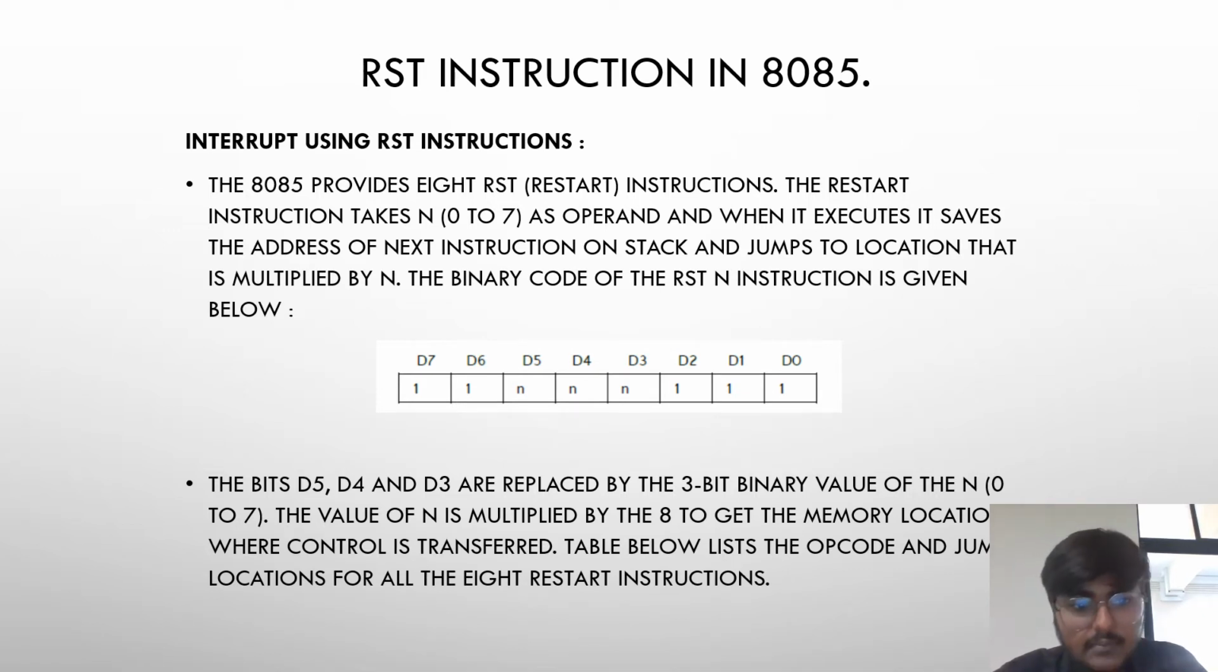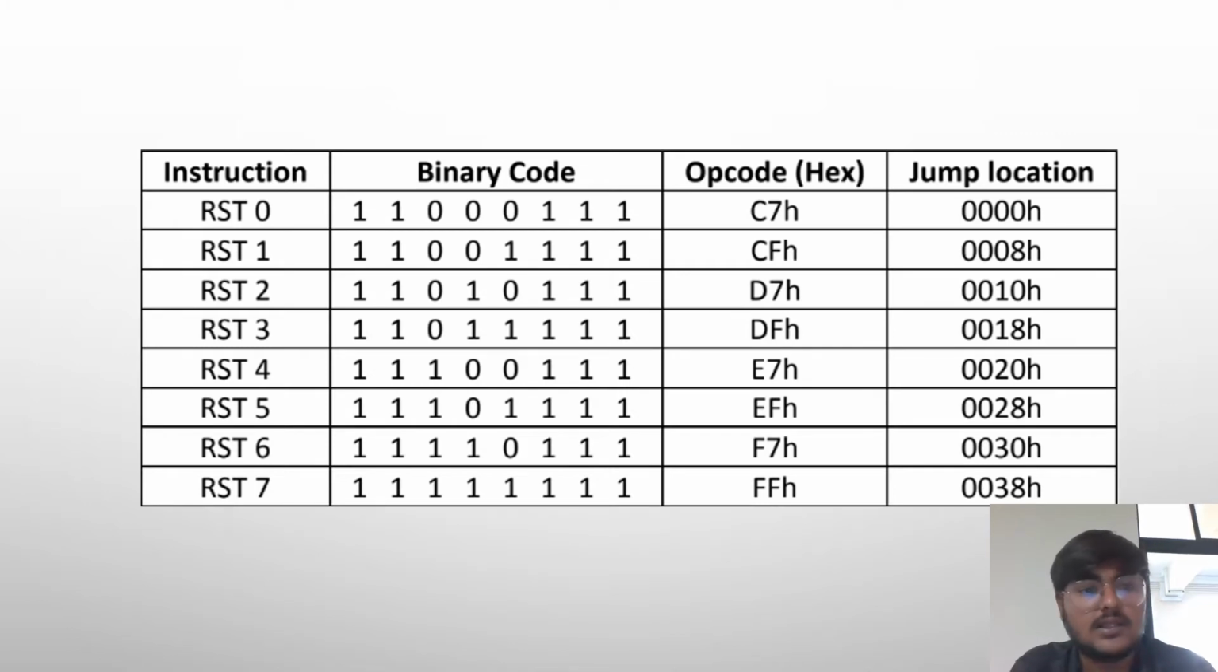In the given diagram, the bits D5, D4 and D3 are replaced by the 3-bit binary value of n, where n is 0 to 7. The value of n is multiplied by 8 to get the memory location where control is transferred. The table below lists the opcode and jump location for all the 8 restart instructions. This is the table where the total 8 instructions, binary code, opcode and jump location are shown.